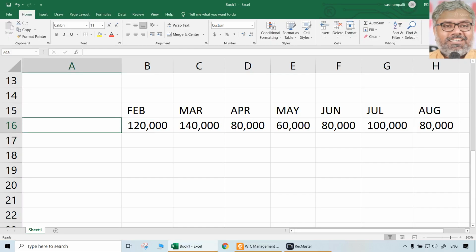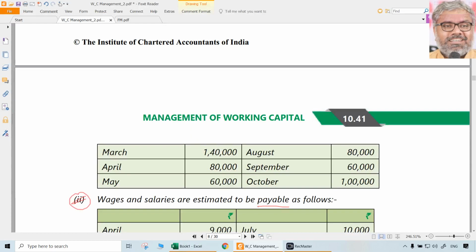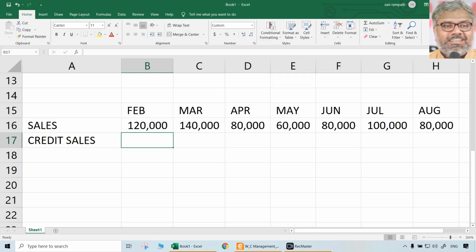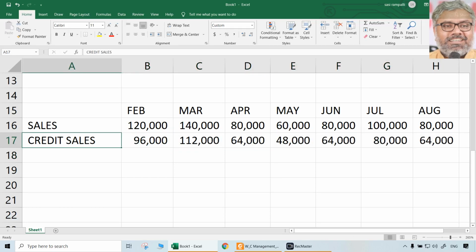First thing first. How much of that will be credit sales? Let us take that first. According to the question, 80% are credit sales. So 1,20,000 into 80% will be credit sales. Here I can do easily, but you have to do on paper. 80% of each of them has to be calculated. So those are credit sales. Okay. Then the collection pattern will be like this.